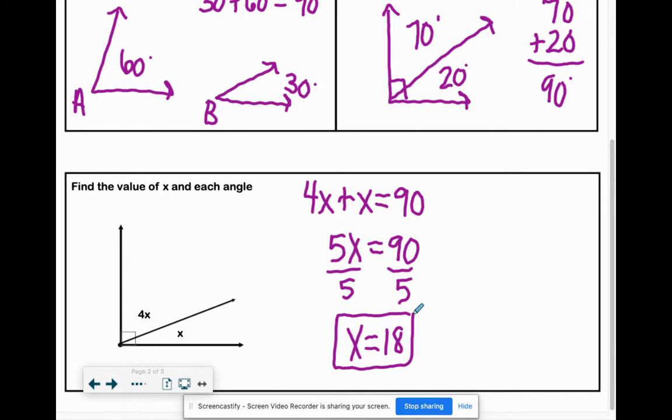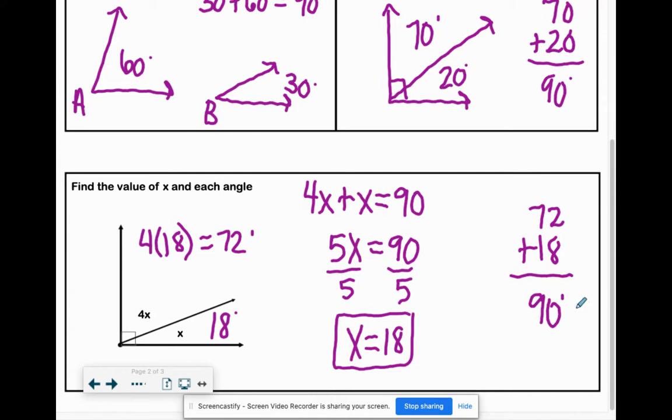So we found the value of x, now we have to plug back in for each angle. So if we take 4 times 18, what do we get? 72 for this one, and this one is just 18. Now, we can always check to make sure we did it right. 72 plus 18 does indeed give us 90. Okay, so complementary angles add to 90.